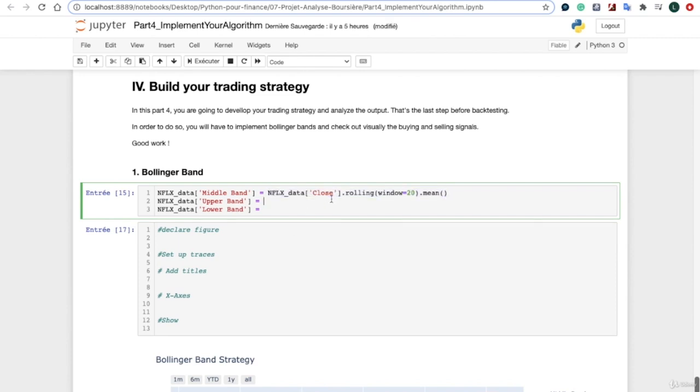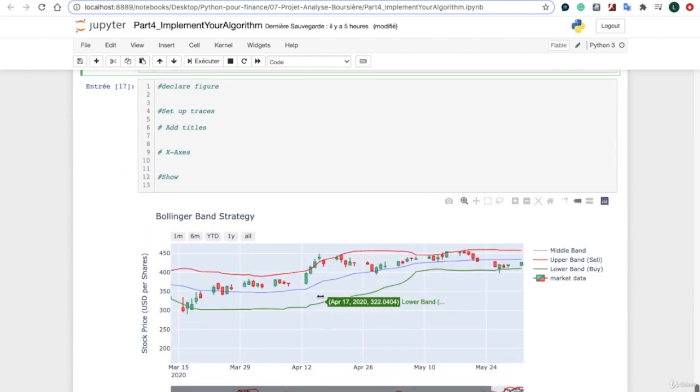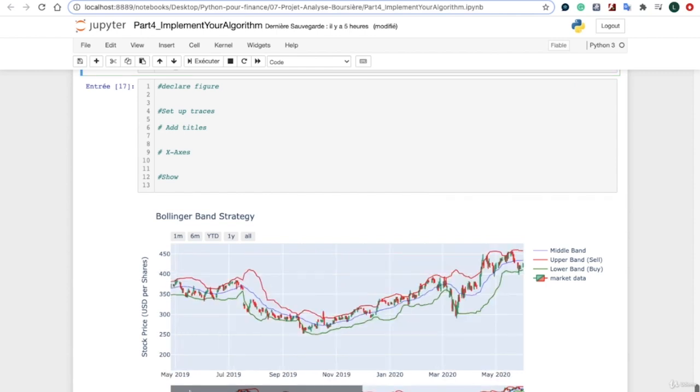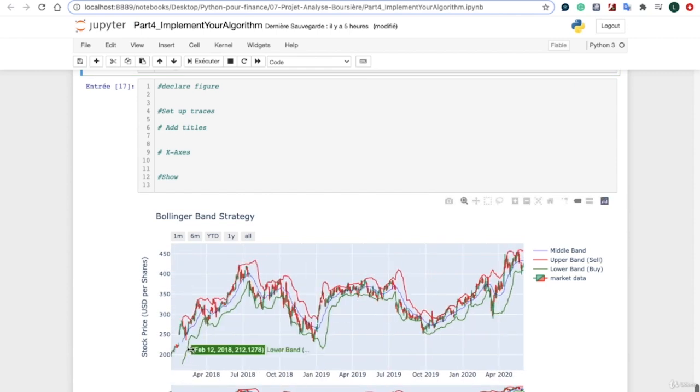The middle band is the closing price with a rolling period of 20. And what you want during this period is the mean of the 20 last days. Essentially, if you put yourself at any point on the graph, you want an average of the 20 last days. That's why concerning the 21st day, we don't have any data, because we're making the mean of the 20 last days.